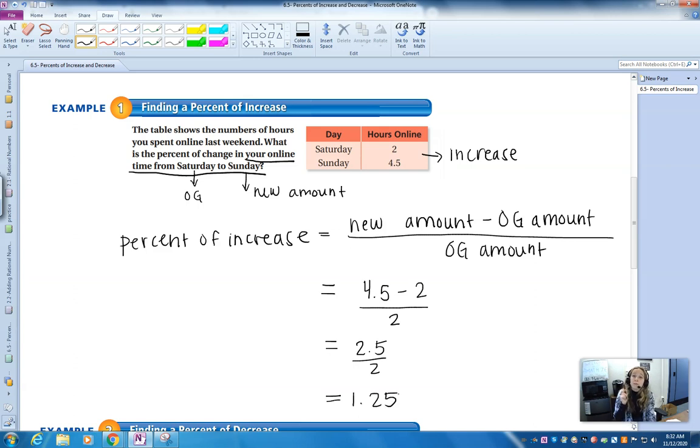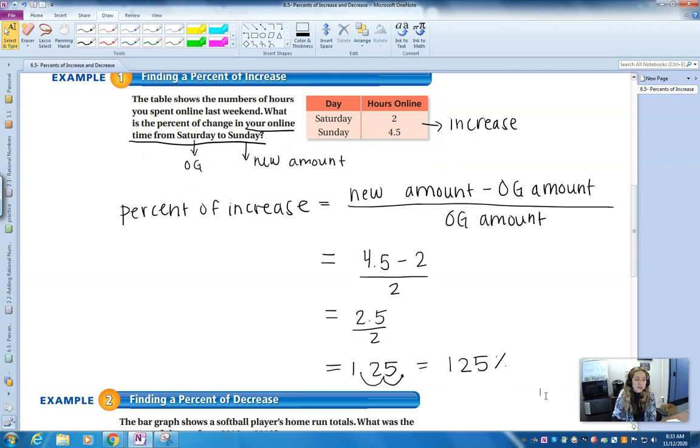That is going to give me 1.25. Remember, we then need to turn it from a decimal to a percent. You can either multiply by 100 or move the decimal point two places to the right, and you would get 125%. So your answer would be: your online time increased 125% from Saturday to Sunday. The percent of increase is 125%. Okay, that's example 1. Let's look at example 2.